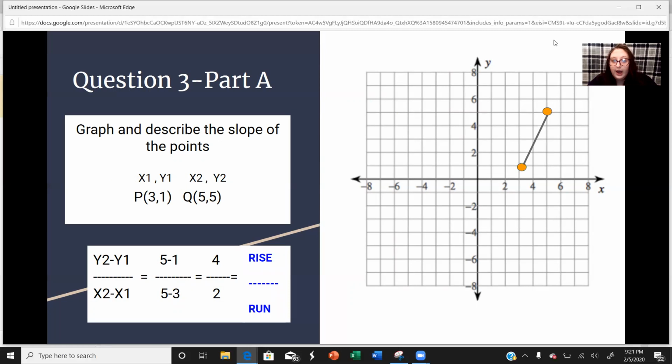So if we look at the points we've already plotted, going from P to Q, we should rise 4, which is correct, and we should run or go to the right 2. So this is how we know we've done the question right, because our slope matches our points.